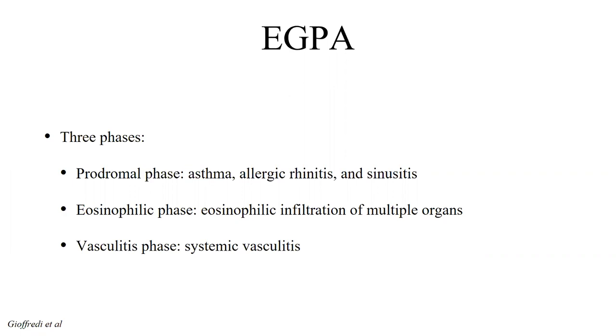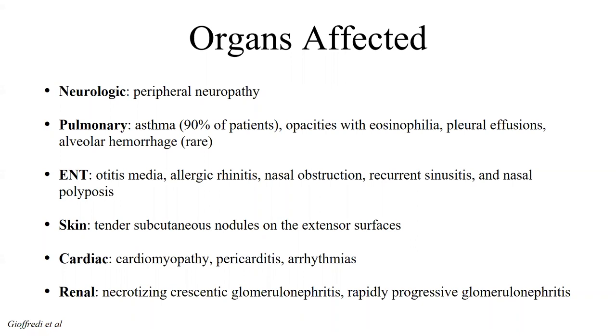So in terms of the organs affected, from a neurologic standpoint, you get peripheral neuropathy. Mononeuritis multiplex is the most common. Pain and paresthesia can be seen in the vasculitic phase. Pulmonary, of course, like we talked about, is very common. Asthma in 90% of the patients, opacities with eosinophilia, pleural effusions, and then rarely you can get alveolar hemorrhage.